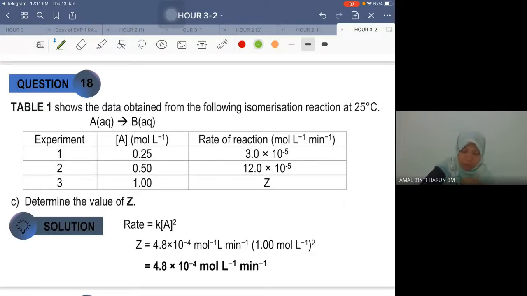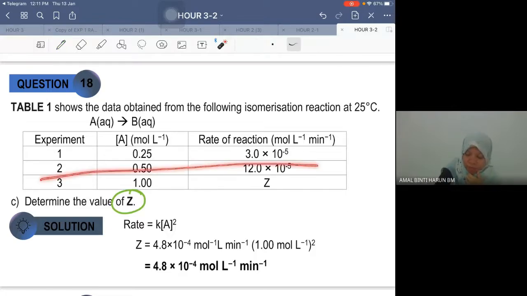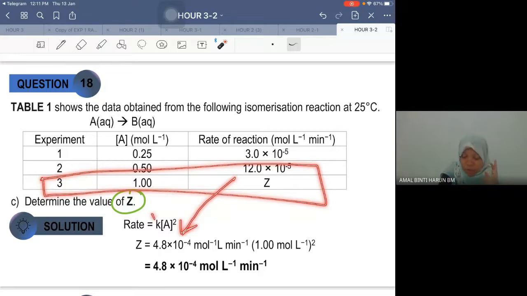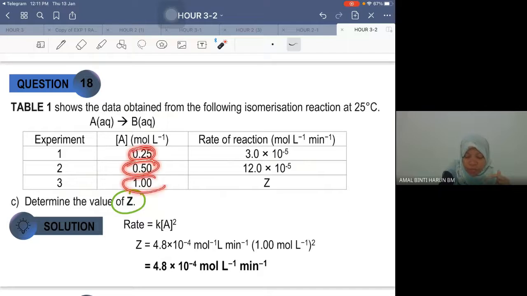Okay, determine the value of Z. So, kita nak dapatkan apa? Kita nak dapatkan Z ni, Z is the rate for the third experiment. So we just substitute into our rate law. Since kita dah ada value K, kan tadi saya kata K bagi satu eksperimen ini tidak berubah walaupun kita ubah dia punya concentration. That means the K that we calculated is equal for semua eksperimen. Sebab kesemua eksperimen ini menggunakan tindak balas yang sama. So we substitute the value of K, substitute the concentration, and then we will get the rate of reaction Z.